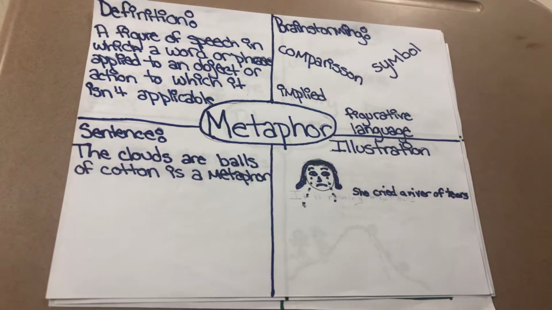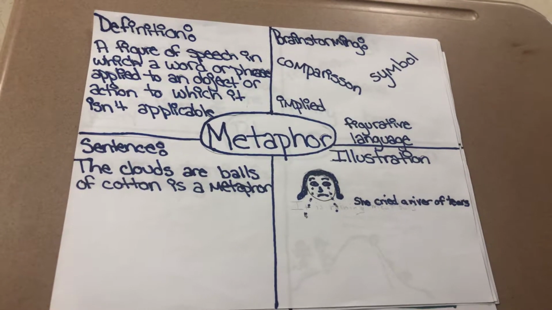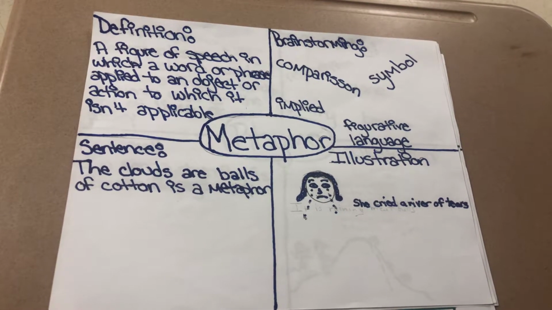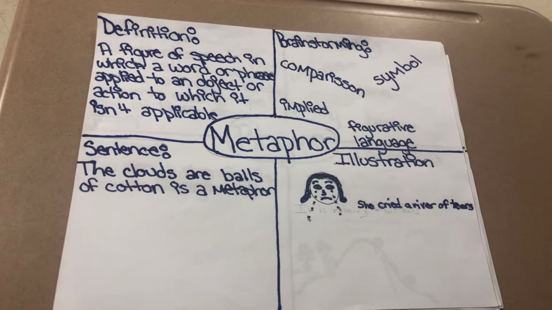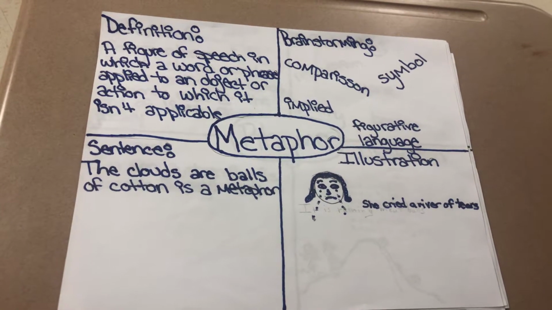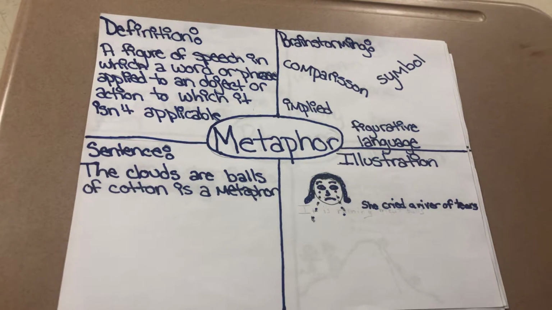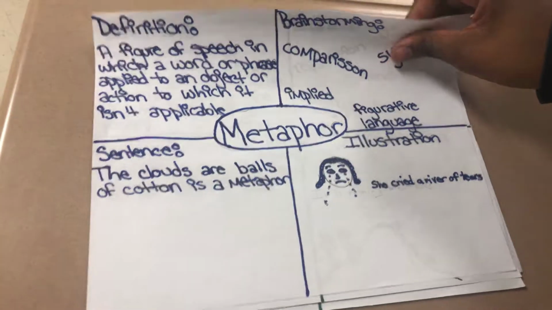The next word we have is metaphor, which means a figure of speech in which a word or phrase is applied to an object or action to which it isn't literally applicable. The sentence is, the clouds are balls of cotton, which is a metaphor. Some words we came up with were comparison, symbol, implied, and figurative language. The illustration shows the metaphor, which is she cried a river of tears.